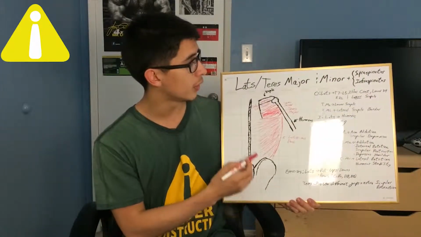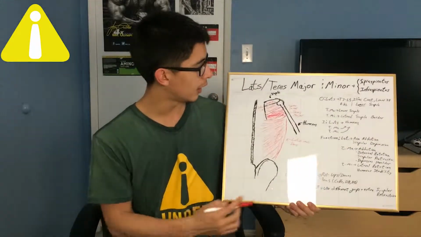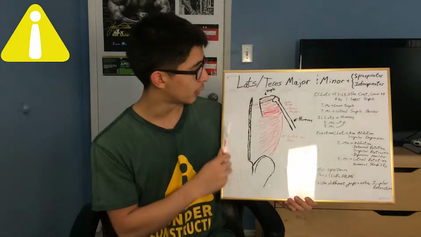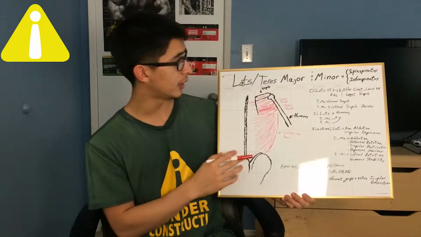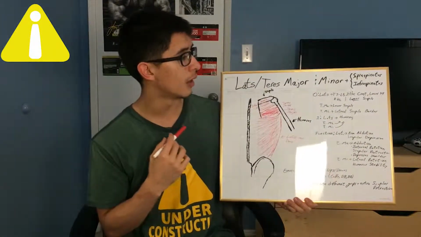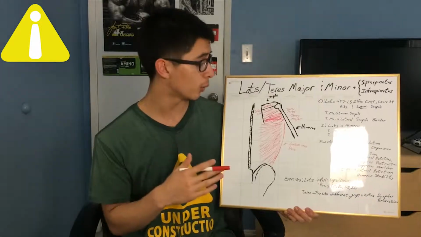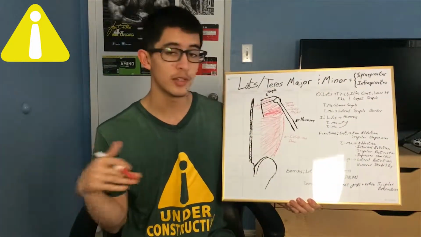And then it also originates on the ribs and the lower scapula. So on the lower 5 to 6 ribs, and then the very bottom of the scapula, or your shoulder blade. Now for the Teres Major and Teres Minor, both of them originate on the scapula, same with the Infraspinatus and Supraspinatus, and then they all insert into the humerus, and that's pretty much it. They all insert into the humerus.